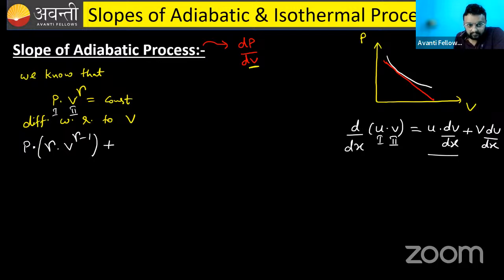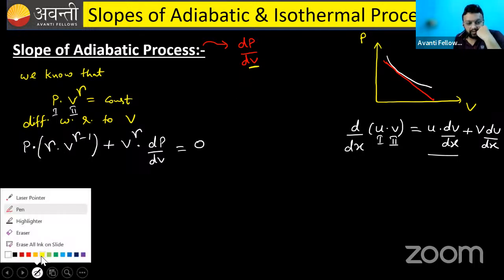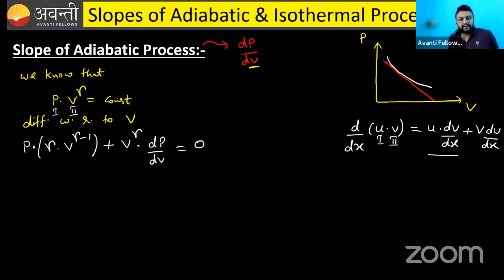Now plus, this time write the second function as it is into differentiation of first, that is dp over dv, is equals to constant. Constant, differentiation of constant is what? 0. I think clear. Now we can transfer the things here. First of all, look at that. Is this step clear to you, everyone? If this step is clear, only then we will proceed.